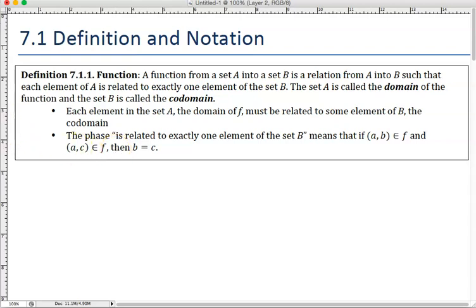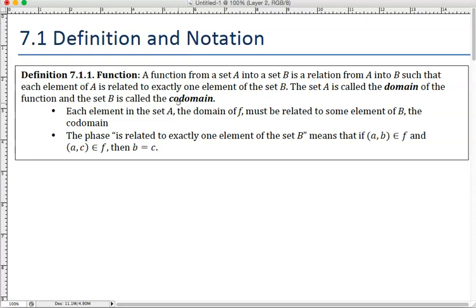Hello, everyone. We're starting chapter 7, and chapter 7 is on functions. This is a continuation of what we talked about, relations, in the last chapter. Now we're going to focus on special types of relations called functions. This first section, 7.1, covers some definitions and notations, and then we're going to look at some properties of functions and operations, such as compositions and finding inverses.